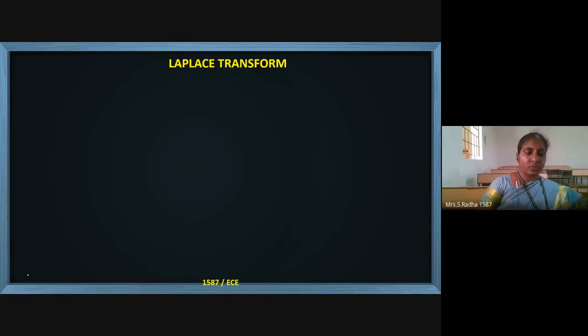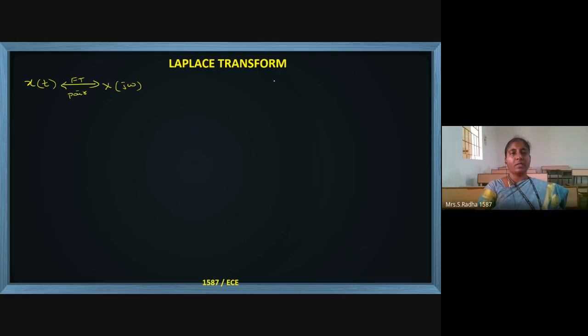We have two things over here, Laplace transform and Fourier transform. Fourier transform is already completed. So x of t, Fourier transform, we will write it as x of j omega. This is the Fourier transform pair, double-sided arrow: forward direction is Fourier transform, reverse direction is inverse Fourier transform.